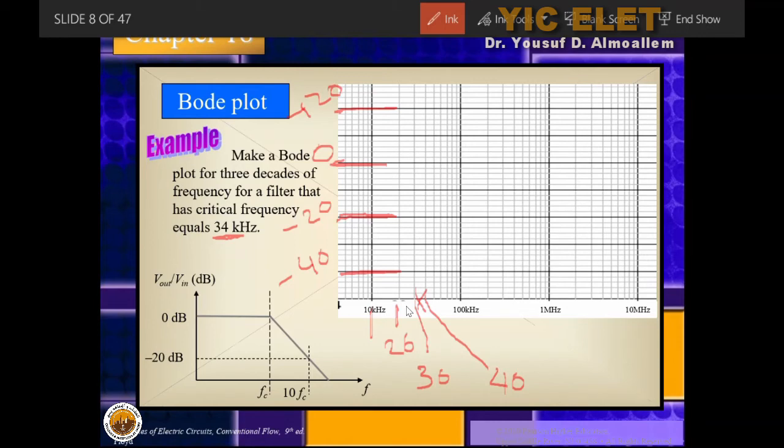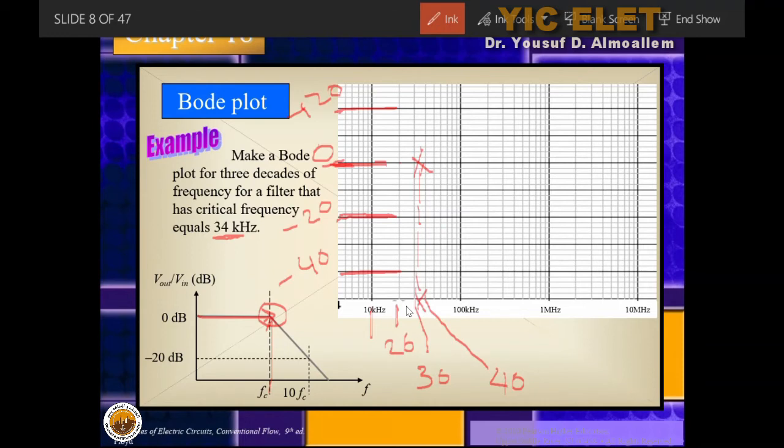Now, I have to find out this corner, so it is between the FC and the 0 dB. So this is the FC here. If we move up, we will find it is this point, which is relative to 0 dB.